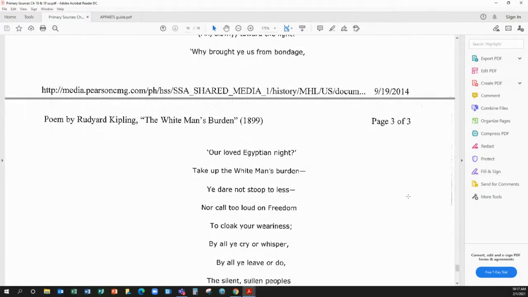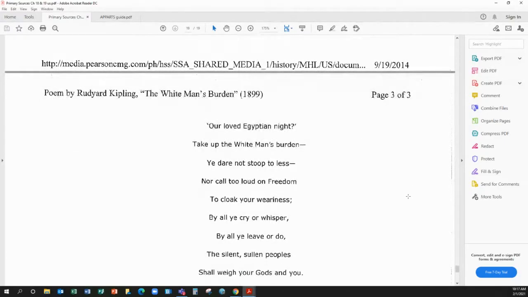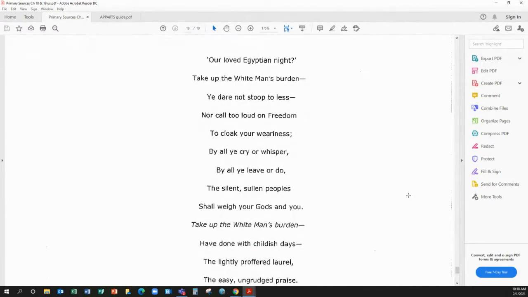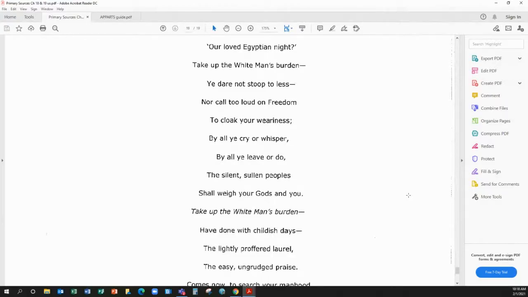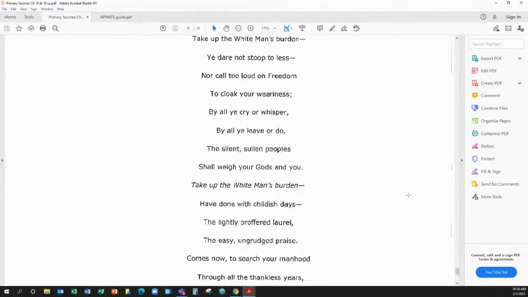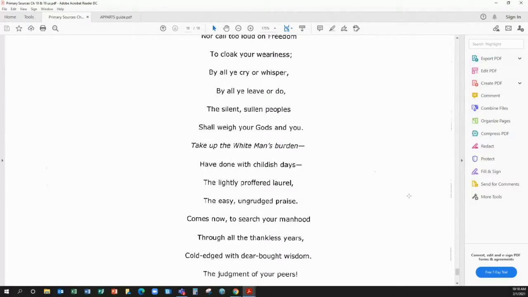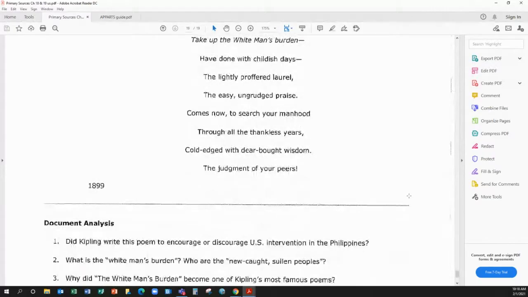But all ye cry or whisper, by all ye leave or do, the silent sullen peoples shall weigh your gods and you. Take up the white man's burden, have done with childish days, the lightly proffered laurel, the easy ungrudged praise, comes now to search your manhood through all the thankless years, cold-edged and dear-bought wisdom, the judgment of your peers.